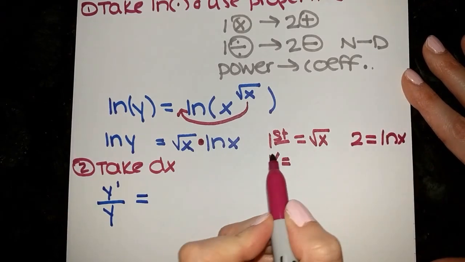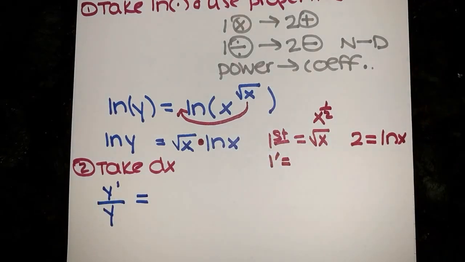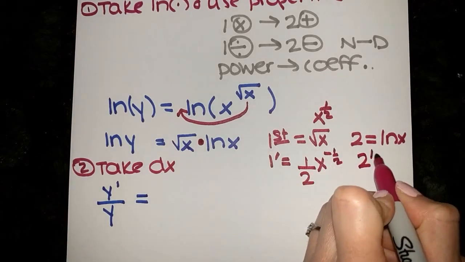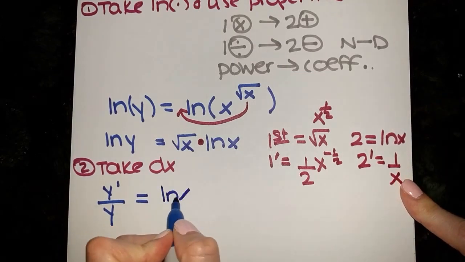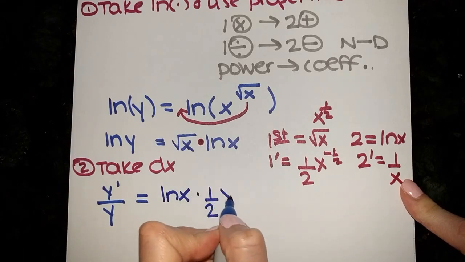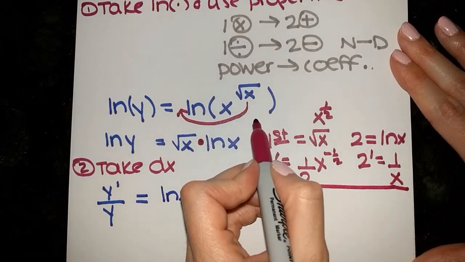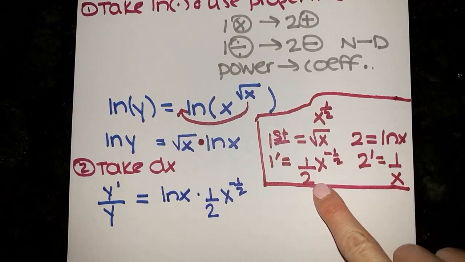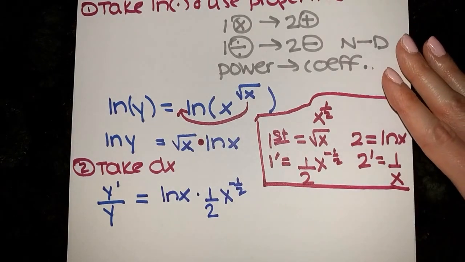So the first function's derivative, I will rewrite this as x to the 1/2 and then use our power rule. So bring down the 1/2, subtract 1. And then second function's derivative is 1 over x. So I'm going to plug that into my product rule here. So I'll have natural log x times 1/2 x to the negative 1/2. And please notice here I am not putting parentheses, and the reason why I can do that is because this is one term, one term, one term, one term. So the parentheses are overkill here if I were to put them in as parentheses.